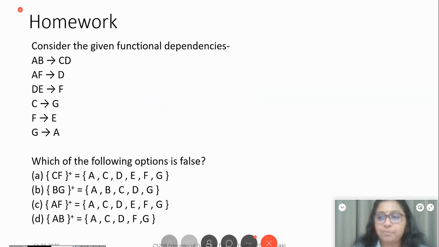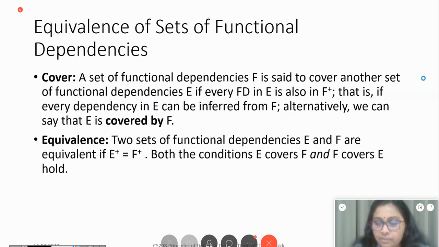Now we move to the next important topic, which is equivalence of sets of functional dependencies. Before that we define an important term called cover. You define a cover like this: a set of functional dependencies F is said to cover another set of functional dependencies E if every functional dependency in E is also in F plus. Okay, so let's try to depict it with the help of a diagram.